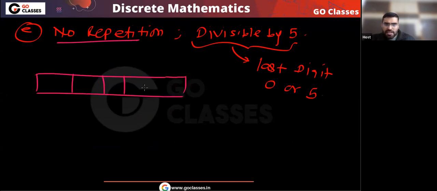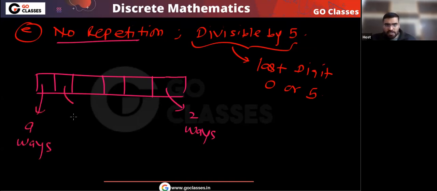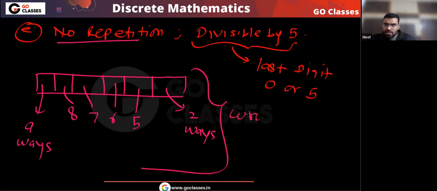Now tell me, is this the correct answer? If I do it like this, for example, here you have 2 choices, so here you have 2 ways. And here you cannot put 0, so here I have 9 ways. Okay, no repetition, so 8, 7, 6, 5. Is this correct? Tell me, is this correct? Again, this is wrong.